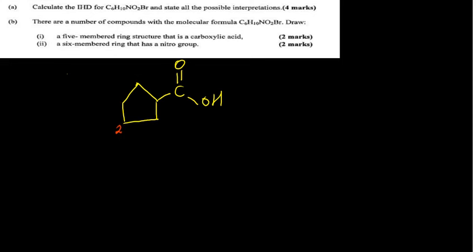There are only 2 oxygens, this one and this one, and that balances this one. And then we are remaining with what? We are remaining with a nitrogen and also a bromine there. So where are we going to put those? A nitrogen and a bromine. So we want to draw this one, which is here, a 5-membered ring structure that is a carboxylic acid.